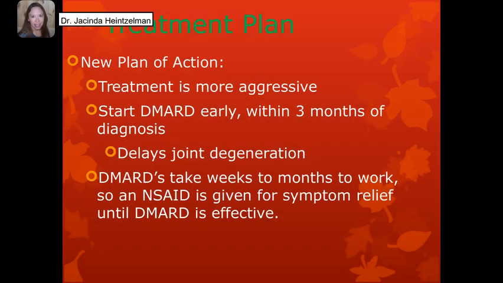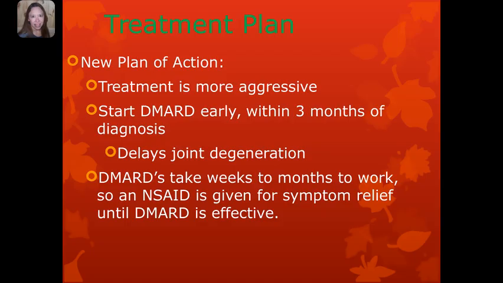We are definitely more aggressive when treating rheumatoid arthritis. We used to not be as aggressive, and we used to just start with an NSAID and then eventually progress to the DMARD when needed. And then, of course, just use glucocorticoids for short-term therapy. With the new treatment plan, though, we're definitely more aggressive.